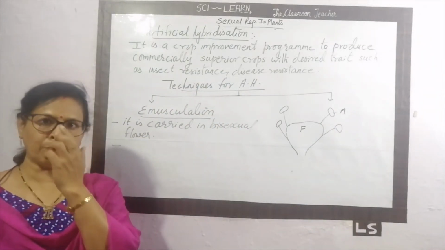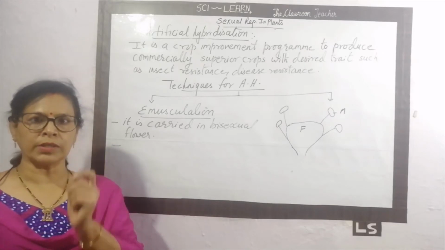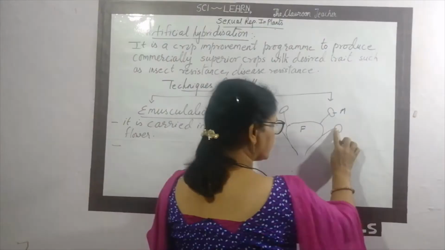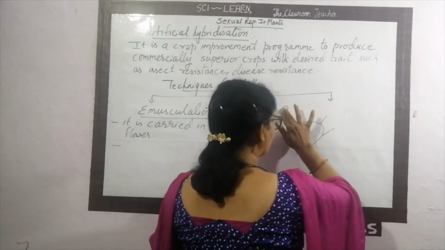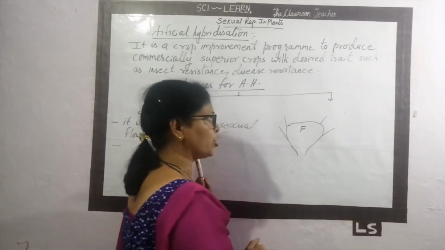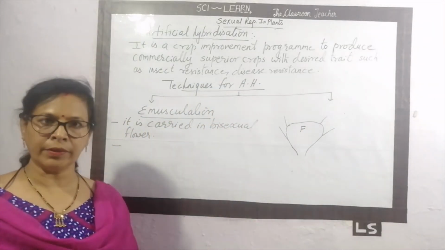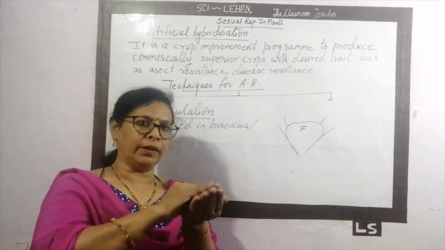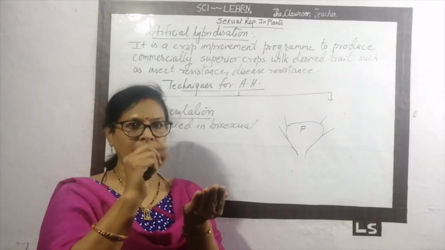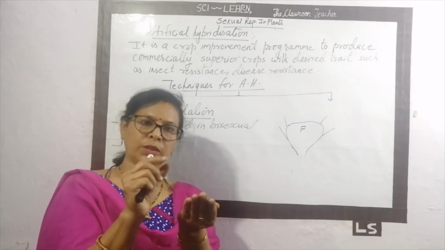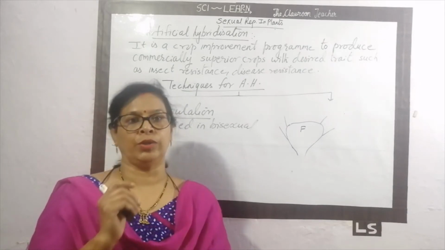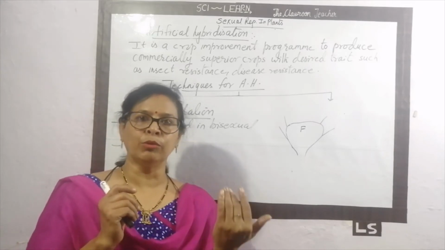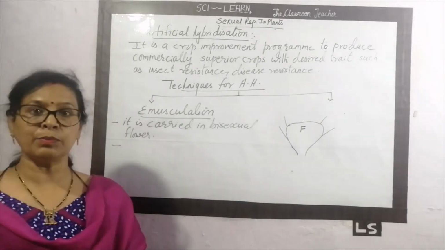What happens in this process? With the help of forceps, the anther is removed. Before maturation, when the bisexual flower is there, the female part remains, but the male part of the flower is removed with the help of forceps, before the formation of pollen.